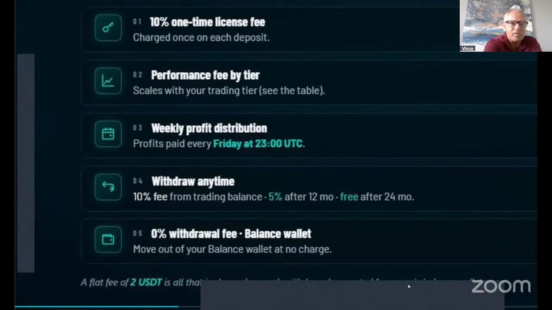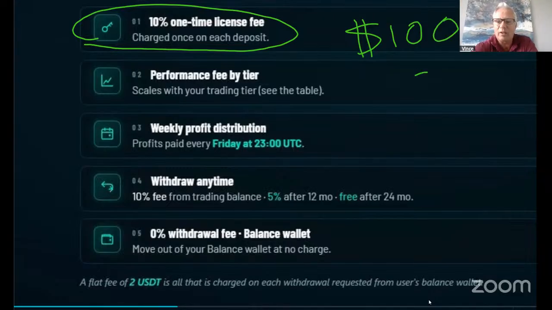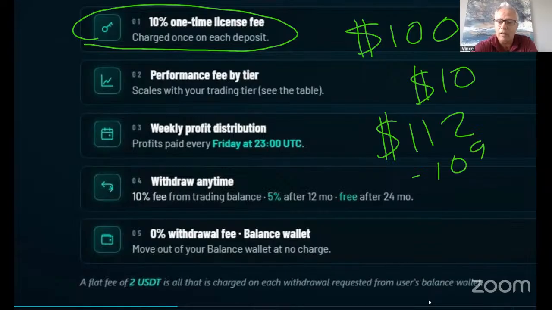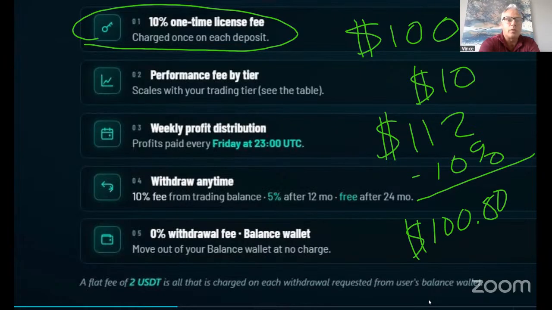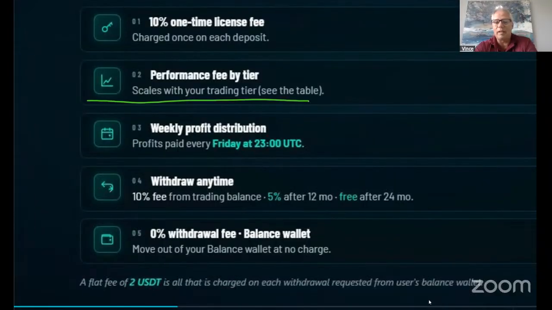So there is a 10% software fee. To use the software, it's a 10% one-time license fee. In other words, if you get started for $100, it's going to cost $10. We suggest that if you're going to do $100, you get started for $112, because minus 10%, which would be $11.20, you would start your account with $100.80. So it's a one-time license fee of 10%. Performance by tier, I'll explain that in a minute.